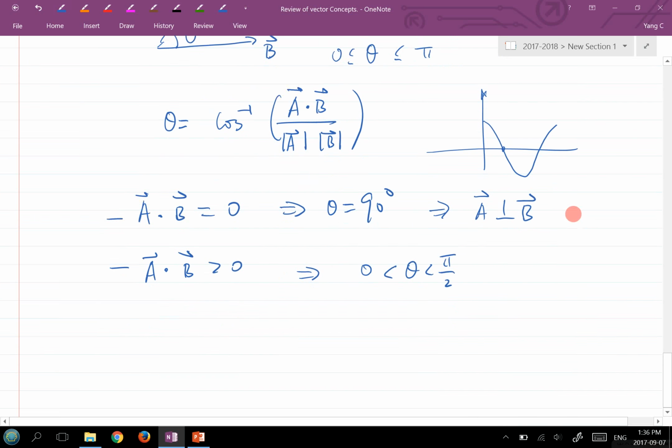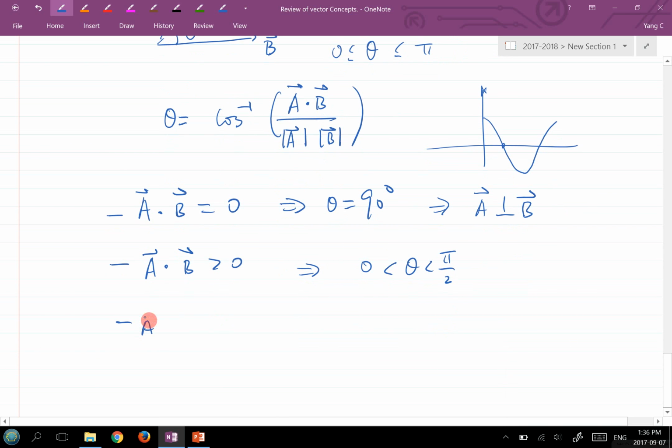And of course, if your A dot B is less than 0, then that means theta must be between pi over 2 and pi. Okay, so that's geometrically how you would be able to identify these three obvious pieces of information here.